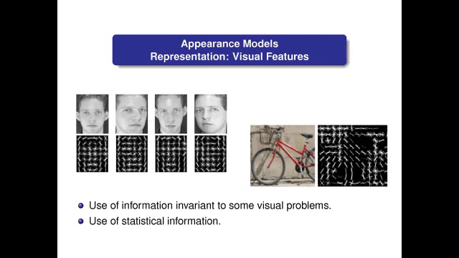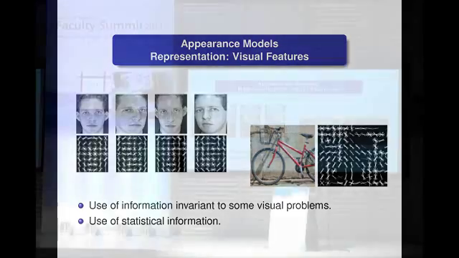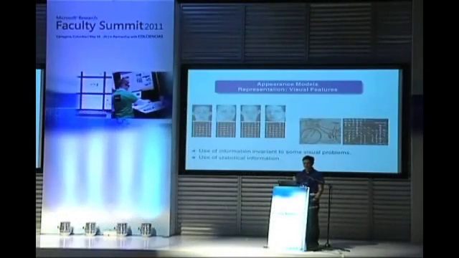One more piece of background information is about the representation. The easy, more straightforward way is to just use the pixels in the images as your information. But it turns out that pixels are not very robust against some problems of the visual world, such as changes in illumination and so on. So usually people in computer vision use a different representation, what are called visual features.